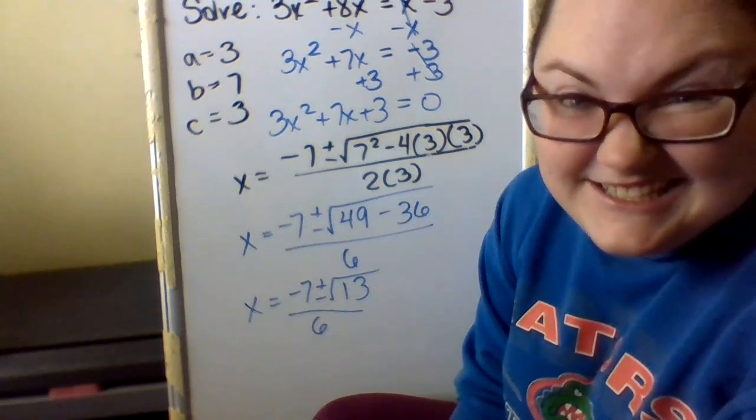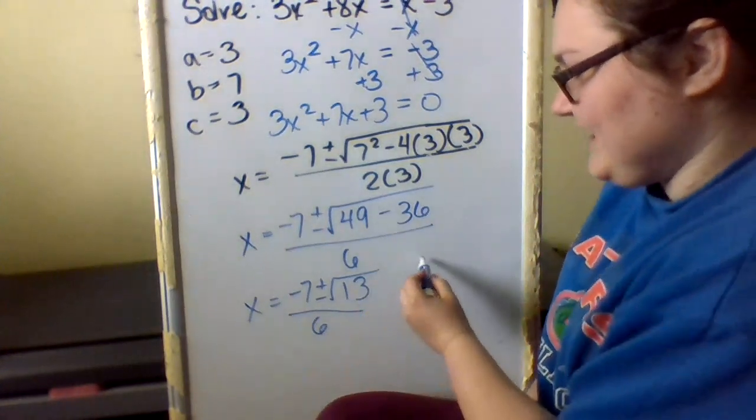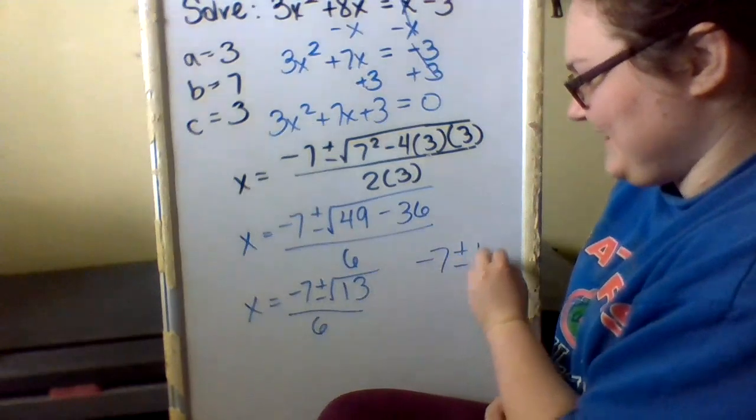The biggest mistake I see with students is they just start saying, okay, well, I'm just going to say negative 7 plus or minus 13.